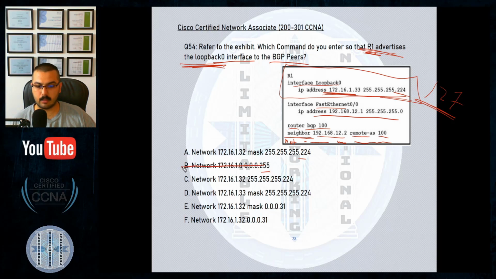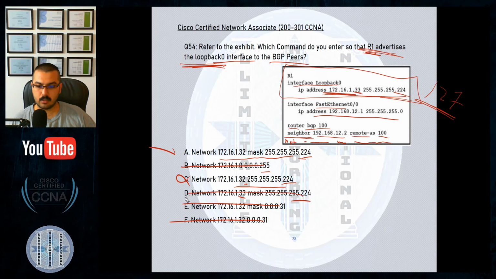BGP does not understand wildcard masks. Only a subnet mask. So /27, /27, /27. That will definitely be the network. And if I should advertise the network, then I should advertise the network ID, which is an even number. So that will be this one. It will not be this one, because there is no keyword mask in between them. BGP requires you to type the keyword mask and then the mask, so this one will be incorrect, and 33 will be incorrect also.